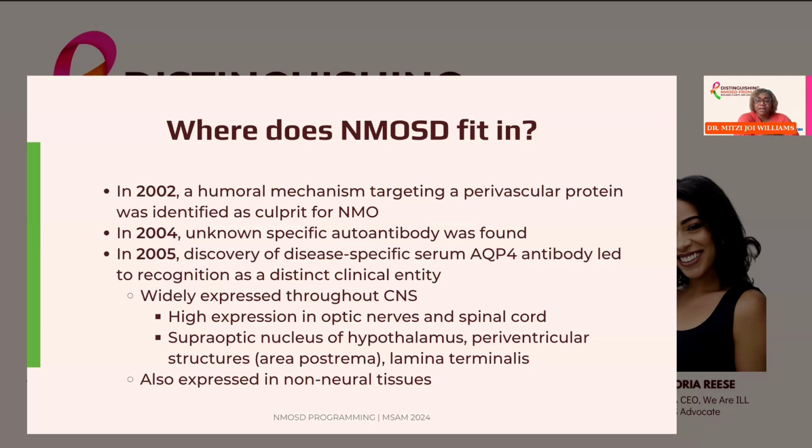And this is an antibody to a water channel that is very widely expressed or present in the optic nerves, the spinal cord, and also certain parts of the brain.